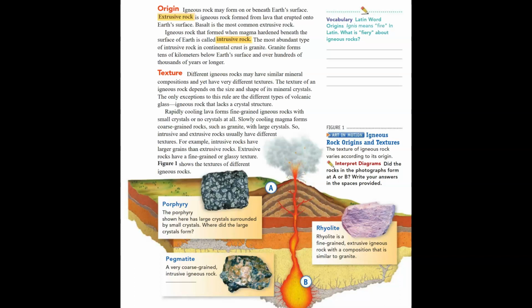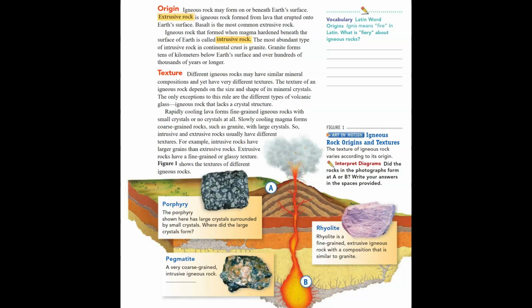So we said igneous rocks are classified by their origin, texture, and mineral composition. Igneous rock may form on or beneath the Earth's surface. Extrusive rock is igneous rock formed from lava that erupted onto Earth's surface. Basalt is the most common extrusive rock.